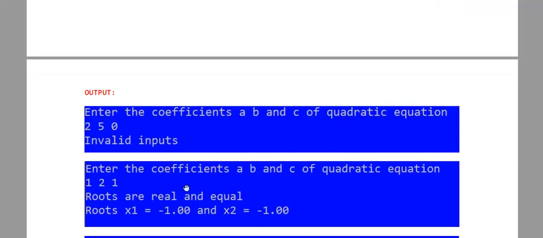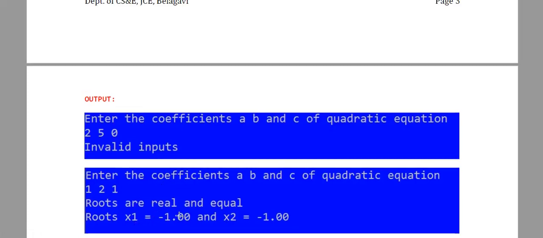Okay, so this is the example, x squared plus 2x plus 1 is equal to 0. Roots are real and equal, and roots x1 is equal to minus 1.00. So it will print 2 decimal places. x2 is equal to minus 1.00. This is the case when DISC is equal to 0. This is how you will see the output.